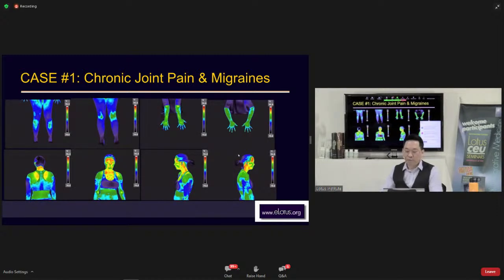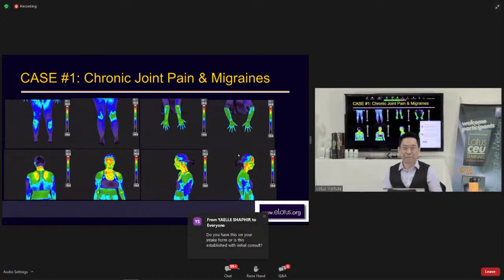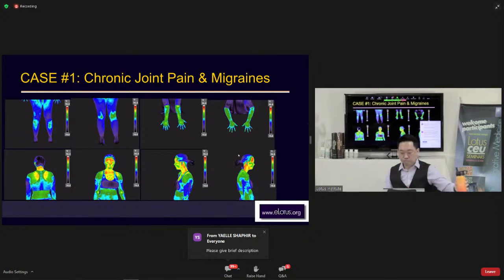So remember, one of the tools that we have in our clinic is a thermography camera, right? Anybody here have a thermography camera? Does anybody not know what thermography is? If you don't, then I'll explain it. Type in the chat. Who does not know what thermography is? Yeah, okay. Yeah, I'll give a.